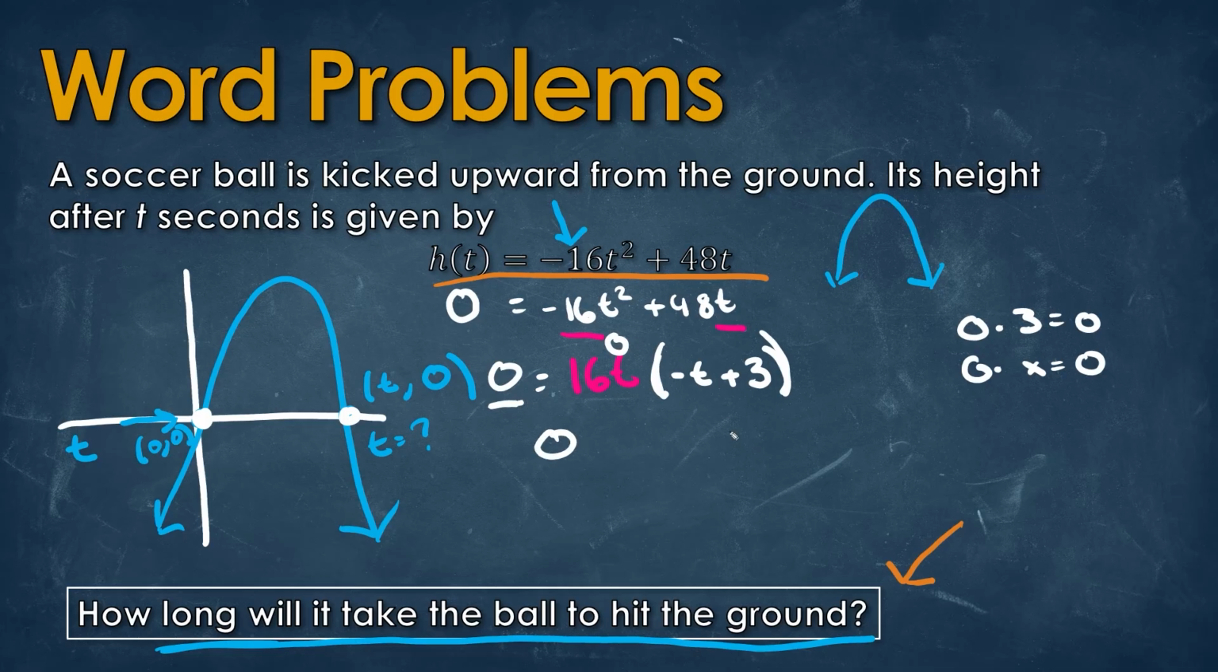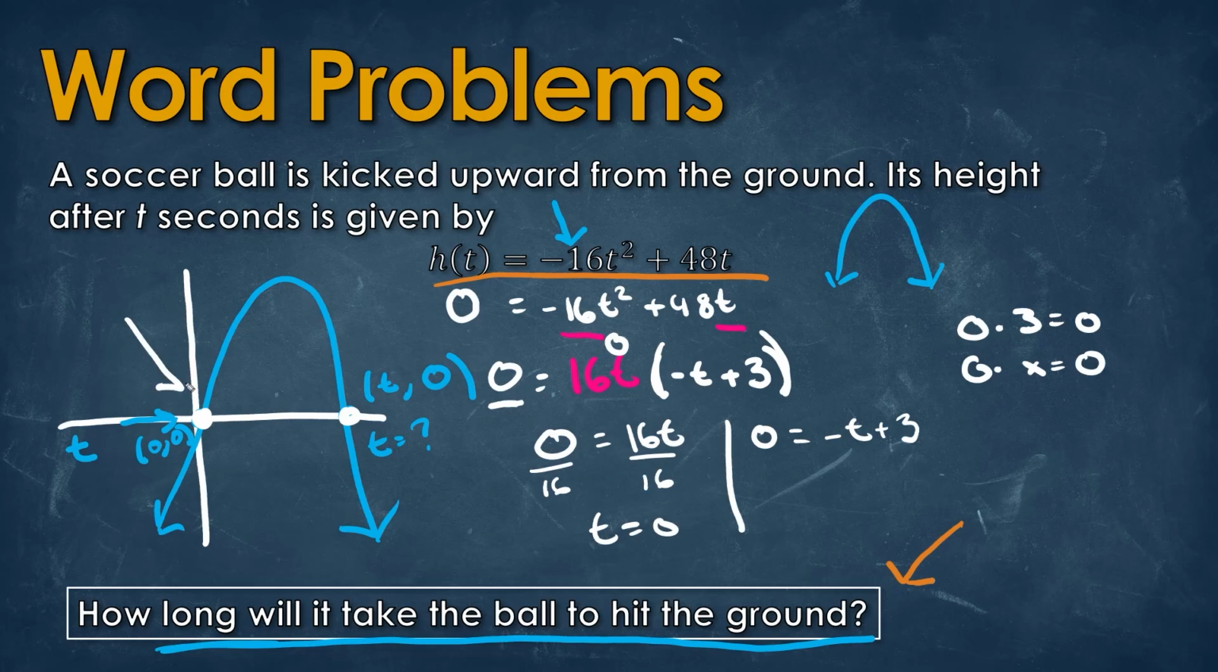So that helps us set up this equation by saying 0 is equal to 16t, and also 0 is going to be equal to negative t plus 3. If we were to solve this, we can divide by 16 on both sides for this one, and t is going to be equal to 0, which is going to correspond to this point here, when the soccer ball was first kicked. If we subtract 3 on both sides, we'll have negative t is equal to negative 3. We can multiply both sides by negative 1, and what we're going to end up getting is t is equal to 3, meaning that at this point, when time is equal to 3 seconds, the ball will hit the ground. So our answer is going to be equal to 3 seconds.